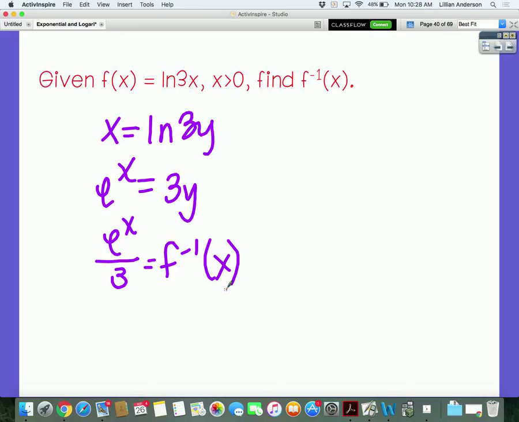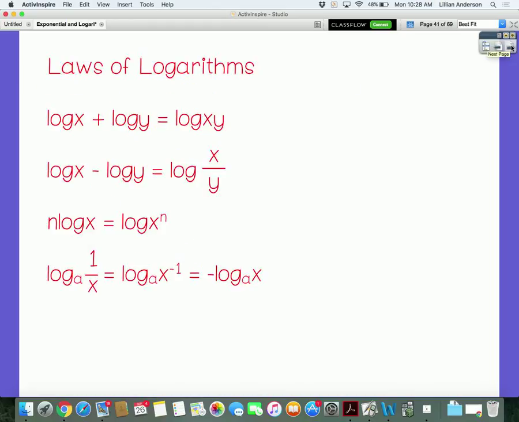So by doing a few of these examples, finding the inverse of exponential functions and logarithmic functions makes a little bit more sense. Now here we have your laws of logarithms. Your laws of logarithms allow you to make evaluating a lot easier, as well as solving when we get to them in a few days. The first one is called your product law, which says that log of x plus log of y equals log of x times y. Log of x minus log y equals the log of x over y.